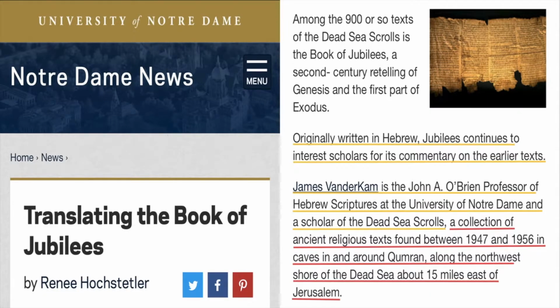This is from the University of Notre Dame, translating the Book of Jubilees. So it says, originally written in Hebrew, Jubilees continues to interest scholars for its commentary on earlier texts. James VanderKam is the John A. O'Brien Professor of Hebrew Scriptures at the University of Notre Dame and a scholar of the Dead Sea Scrolls, a collection of ancient religious texts found between 1947 and 1956 in caves in and around Qumran, along the northwest shore of the Dead Sea, about 15 miles east of Jerusalem.